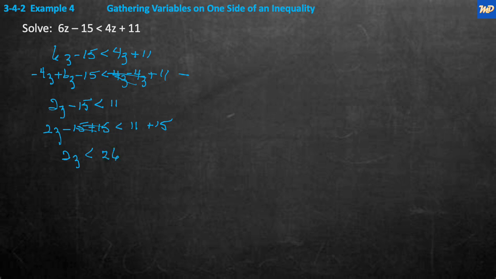26. Okay, so now we have to clear the 2 by undoing it, and we undo a multiplication by a division. So 2z divided by 2 is less than, since it's positive, we're not changing the sign, 26 divided by 2, and therefore we have z is less than 13. There's our solution.